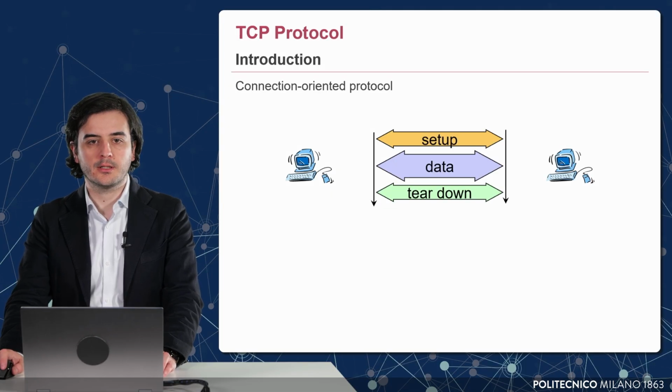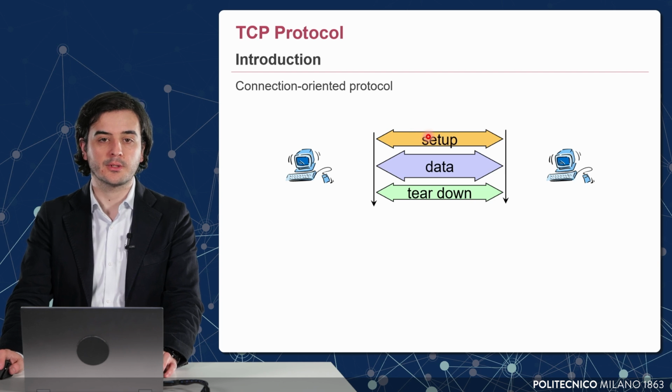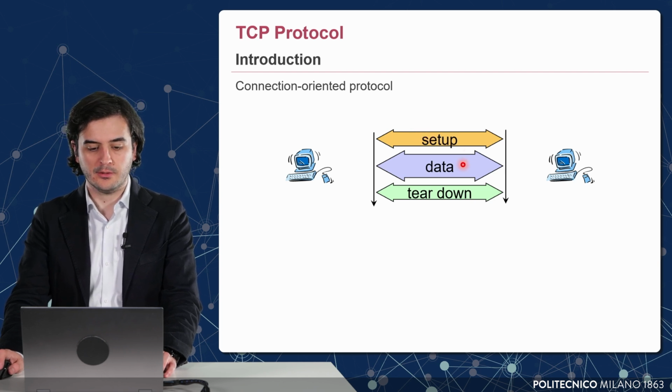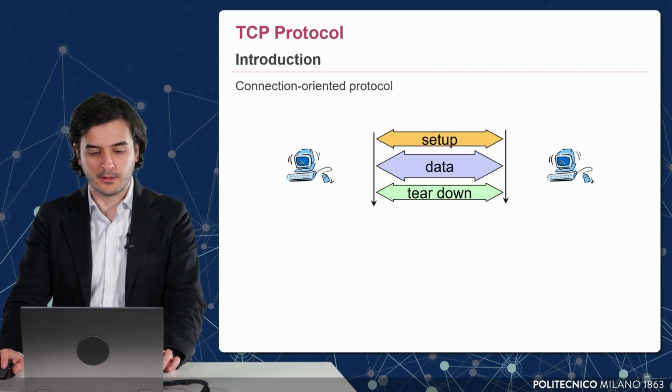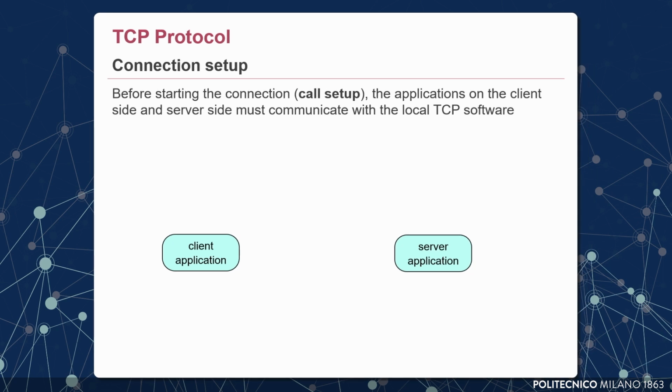TCP is a connection-oriented protocol. This means that before the data is sent, it is necessary to first set up the connection. And in a similar fashion, once the data has been transmitted, it is necessary to tear down or terminate the connection. Now, let's see what are the steps that should be followed in order to set up the connection.